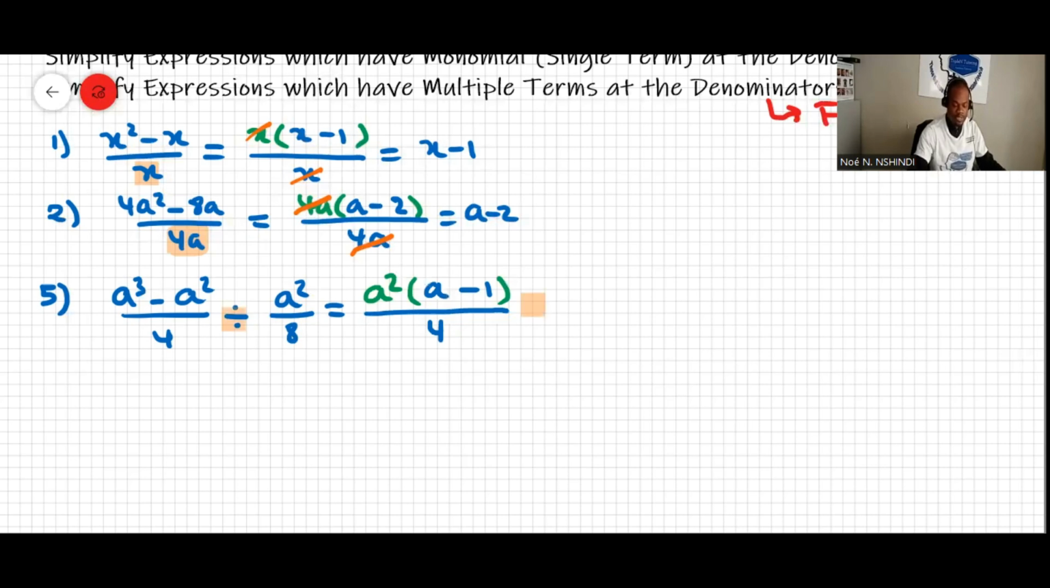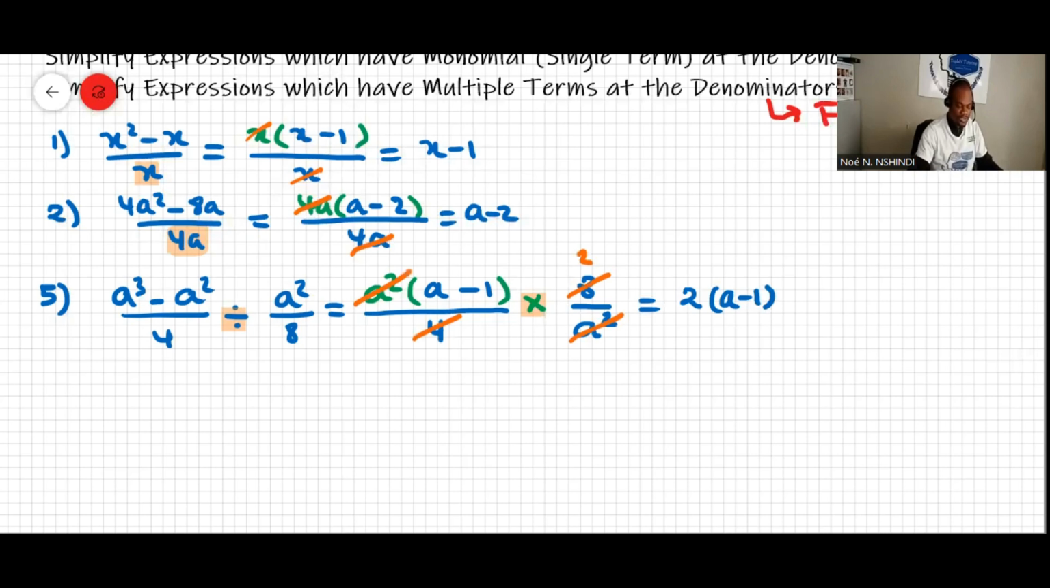Now we change the division sign into a multiplication sign, so it'll be times, and then we flip the second fraction. So a squared over 8 will become 8 over a squared. Now when we multiply fractions, we simplify them across or vertically. Over here, we can cross a squared and a squared, and 4 goes into 8 twice. So the answer will become a minus 1 times 2, so we can just write 2 times a minus 1. Okay.